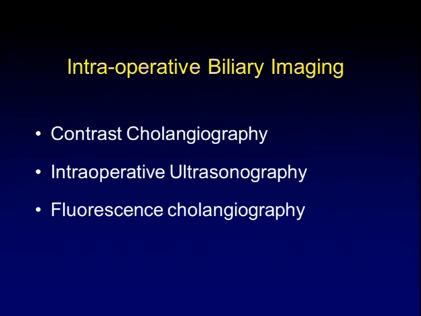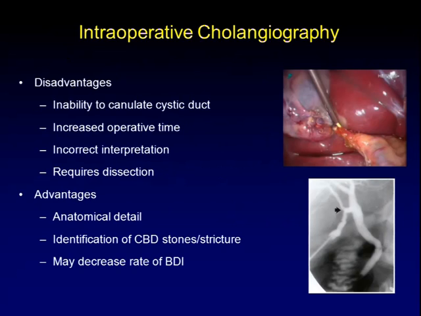I think in terms of our intraoperative biliary imaging, again, it breaks down into three real categories: contrast cholangiography, our standard intraoperative cholangiogram, intraoperative ultrasonography, and probably the new player on the block is fluorescence cholangiography in select institutions, and several papers are actually in press with this as a potential way.